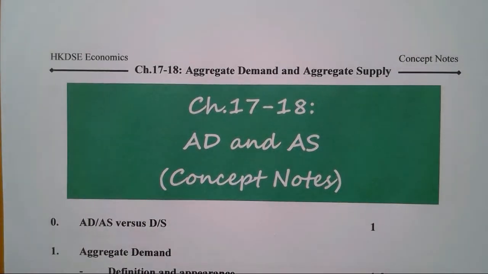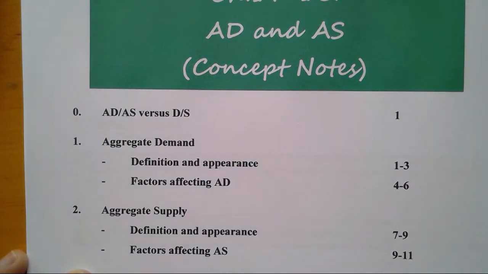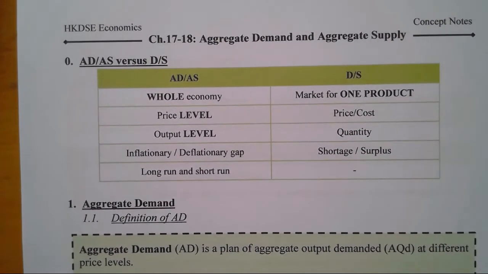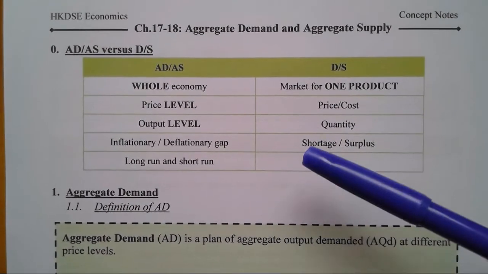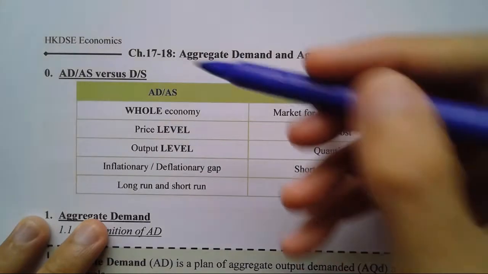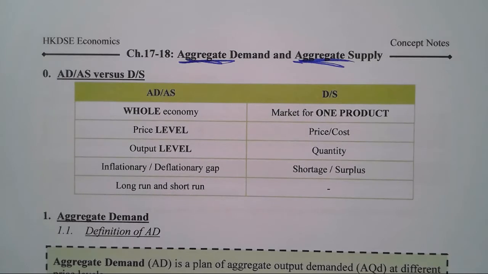Now the first video today, in this one, we are going to talk about the definition and appearance of AD first. So let's get started. Now here on page 1, before we talk about AD and AS, there are some things that we need to know. First of all, we need to distinguish between ADAS and demand supply. AD stands for aggregate demand and aggregate supply. What are the common things among aggregate demand and aggregate supply? In fact, the only common thing is that they have the name demand and supply.